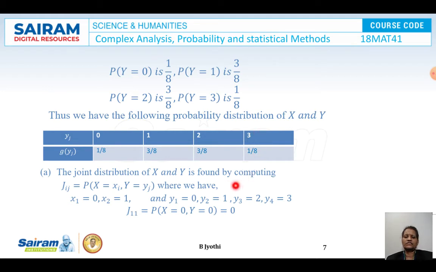Now, the joint distribution of x and y is found by computing Jij, that is Jij is equal to P of x is equal to xi and y is equal to yj, where we have x1 is equal to 0 and x2 is equal to 1, and y1 is equal to 0, y2 is equal to 1, y3 is equal to 2, and y4 is equal to 3. Now, J11, that means when x is 0 and y is 0, we don't have such combinations, and hence it will be 0.